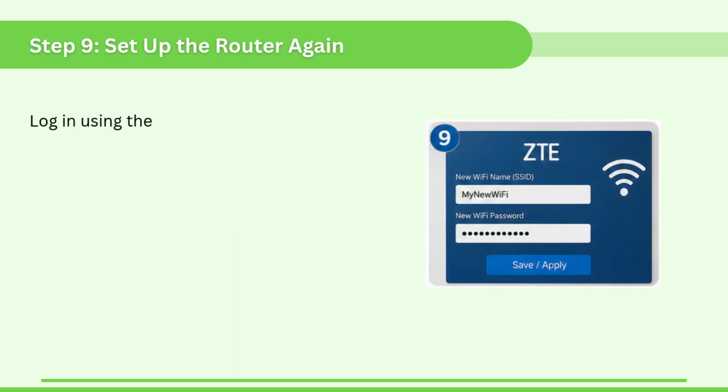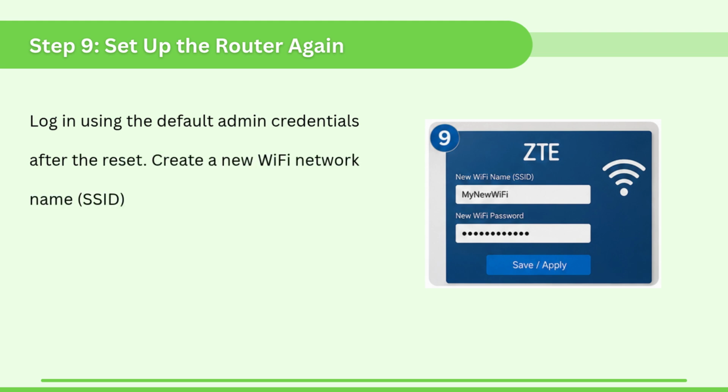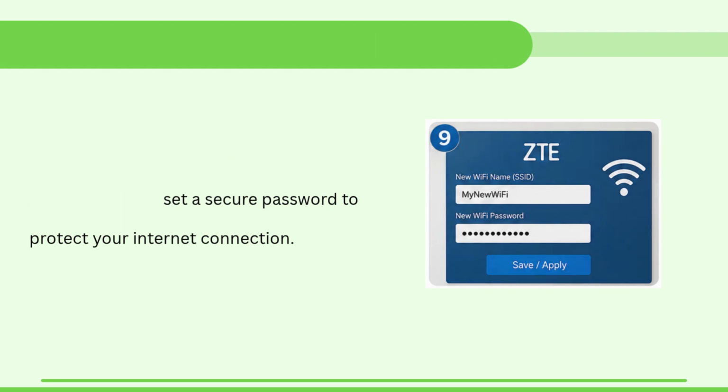Step 9. Set up the router again. Log in using the default admin credentials after the reset. Create a new Wi-Fi network name, SSID, and set a secure password to protect your internet connection.